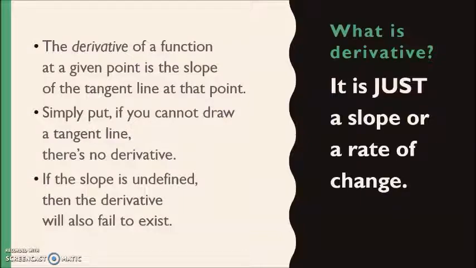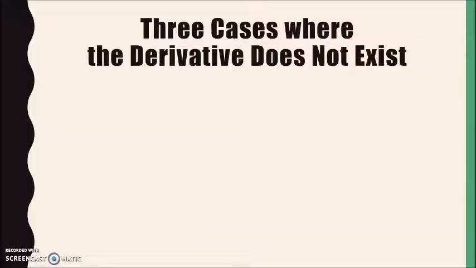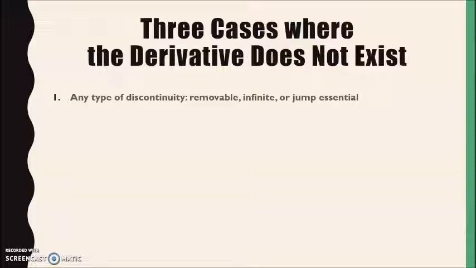So knowing this, there are actually three cases where the derivative does not exist. The first one is when the given point has any type of discontinuity, whether it's removable, infinite, or jump discontinuity. Continuity is a necessary condition for differentiability. It means that you can differentiate a certain function only if it is continuous.